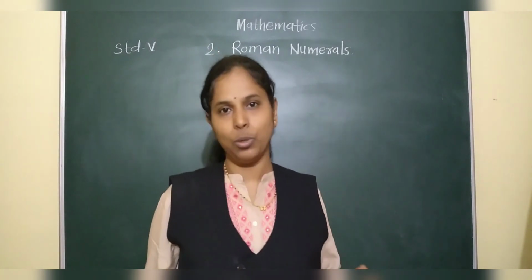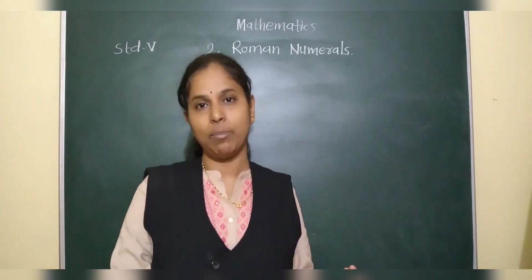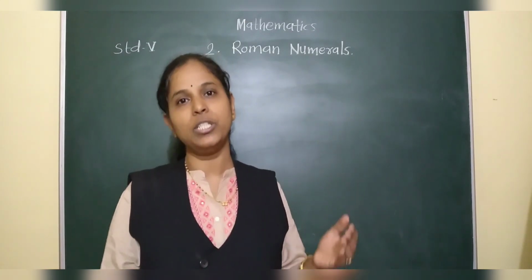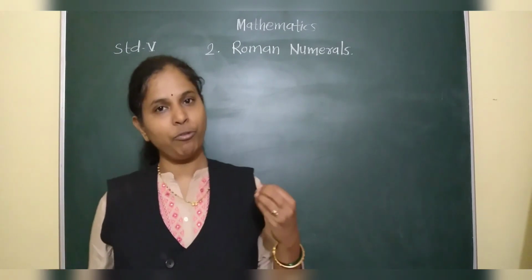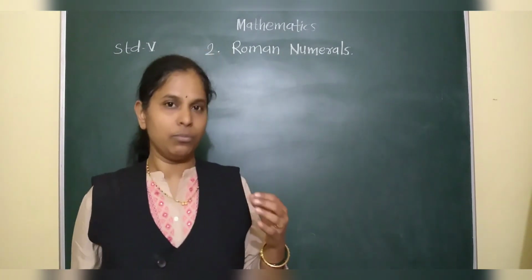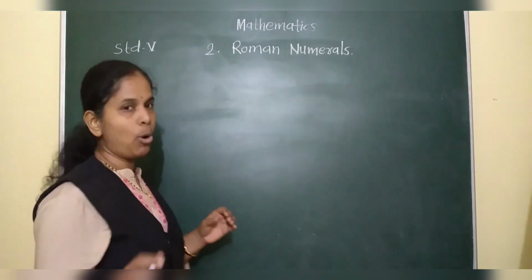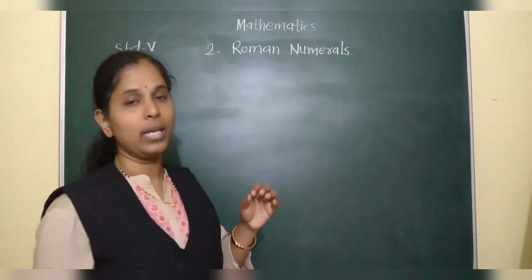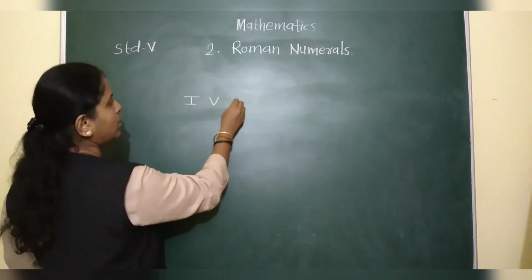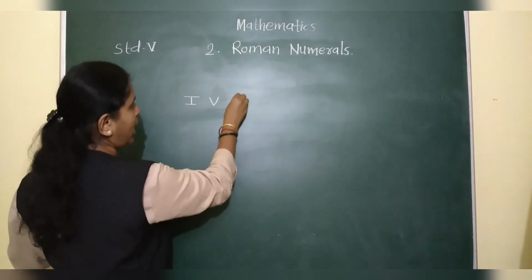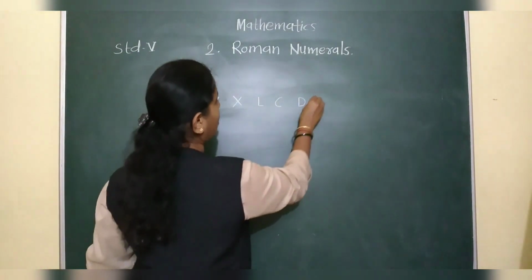Now see, in Roman numerals we are using symbols. Like in the Hindu Arabic system we are using the digits from 0 to 9 to write the numbers, but in Roman numerals, with the help of a few symbols, they are writing the numbers. Now, which are those symbols? The most important symbols in Roman numerals are I, V, X, L, C, D, and M.